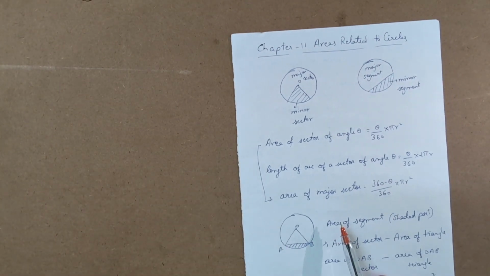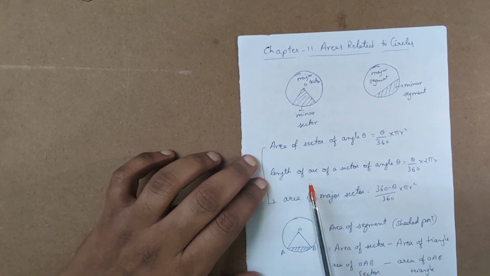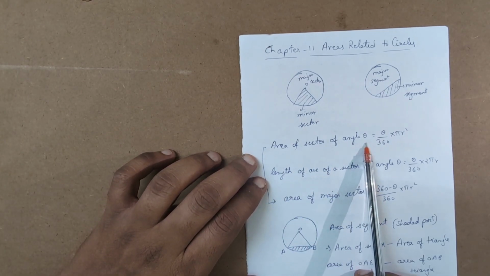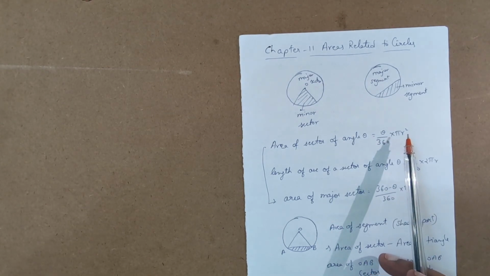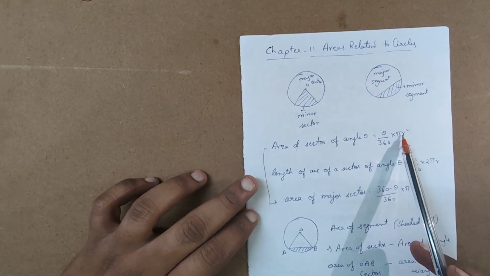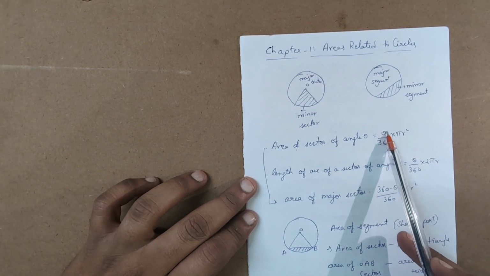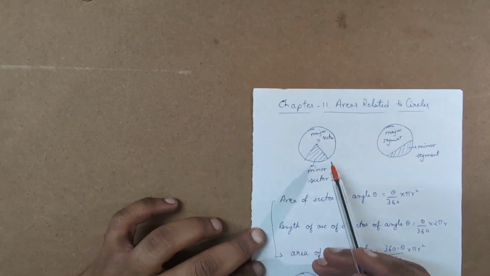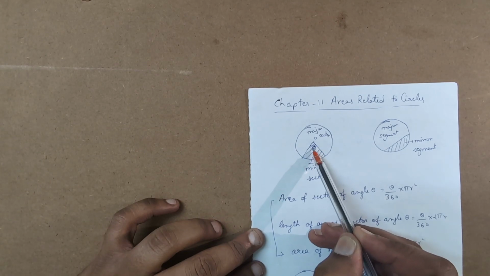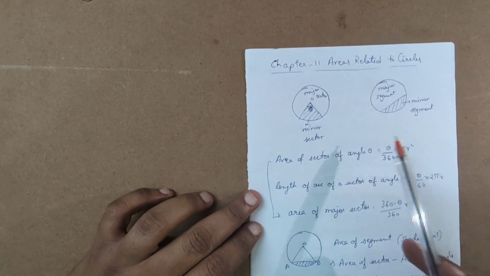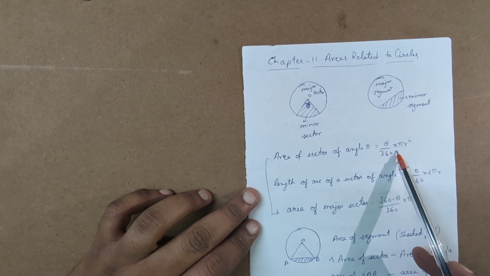Okay, so before that, how to find the area of a sector of angle theta. The formula is theta by 360 into pi r square. You can also understand that pi r square is the area of the circle, whereas theta is the angle drawn here. Suppose this is a sector here, then this angle will become theta. So it is the part of the total 360, into pi r square.